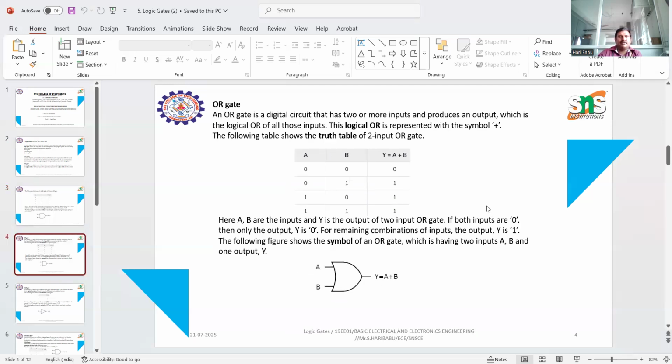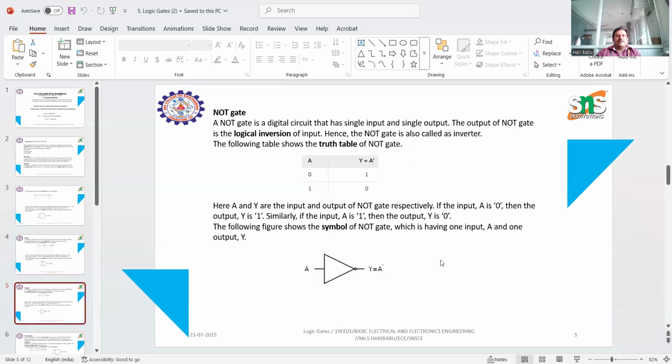Next is the OR gate. An OR gate is a digital circuit that has two or more inputs. An AND gate is like multiplication, whereas an OR gate is similar to an addition operation, but not exactly addition; it is just the OR operation. The symbol and truth table are given, where 0 plus 0 is 0, whereas for any other combination the output will always be 1. That is, with 1 and 1, or 1 and 0, or 0 and 1, the output will be 1.